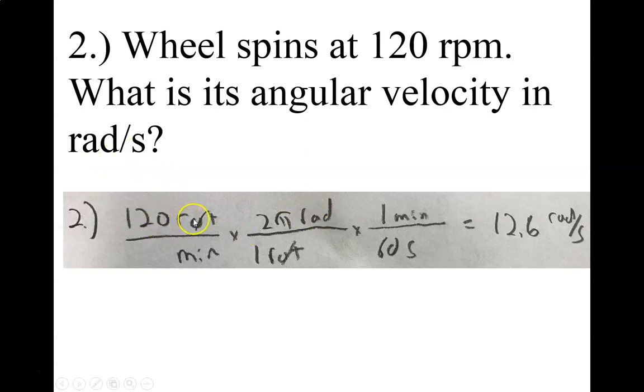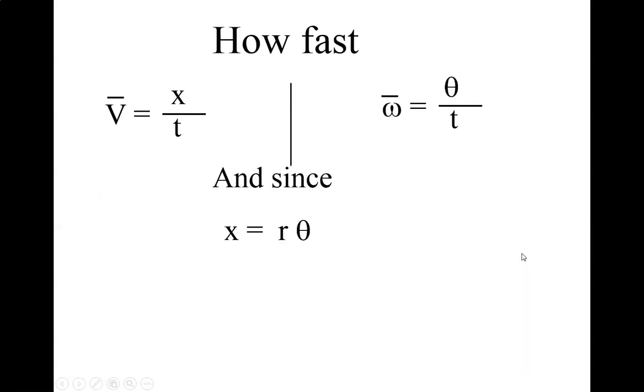So 120 rotations over minutes. We know one rotation equals 2 pi radians, so rotations cancels out, and we know 1 minute equals 60 seconds, so minutes cancels out. So we're in units of radians per second, and do the math and you get 12.6. So you should be able to convert between RPMs and radians per second.